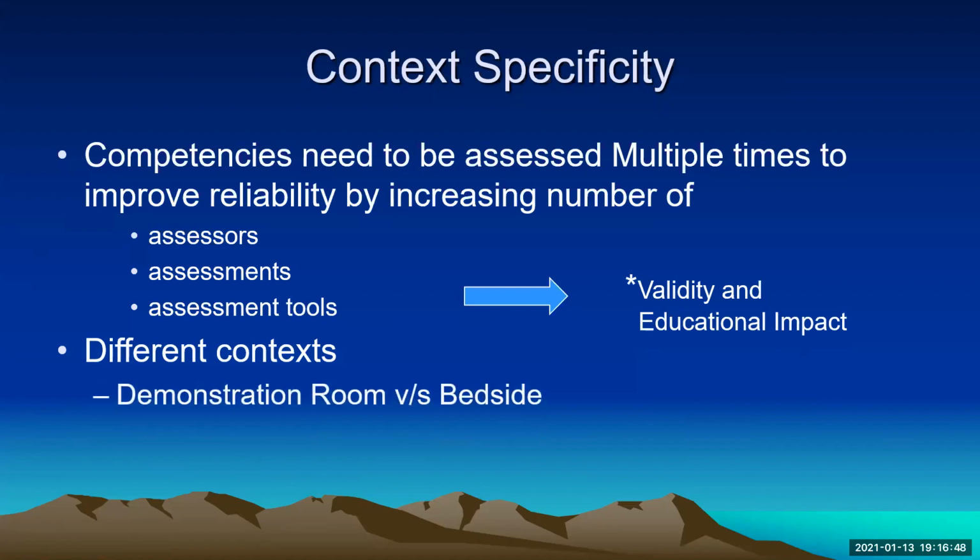Different context means we can assess the student in a demonstration room, or again at the bedside. Then we can assess via OSCE, that is objective structured clinical examination. The same case can be assessed by case presentation or even by viva. So when we assess the student in different contexts, it gives validity and reliability to our assessment method.